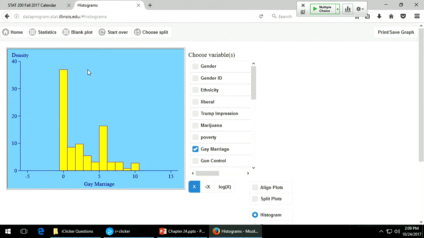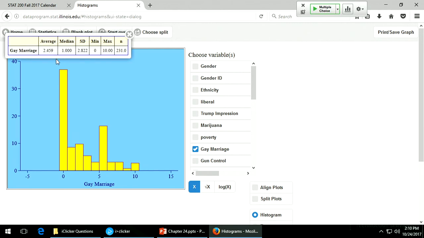All right, so you can see that about 38% of you responded that you're completely in favor of gay marriage. That was the overwhelming answer. But then there's a spike right here at 5, right in the middle, and then more people said 10 than said 9. These look about even, and here are our statistics. The average response was 2.459, the median was 1, and it ranged from 0 to 10, and 231 people responded.